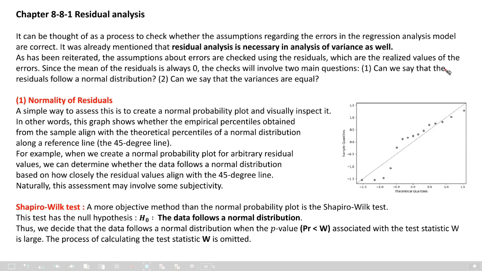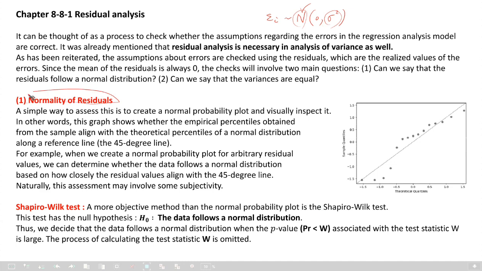Can we say that the residuals follow a normal distribution? Second, can we say that the variances are equal? Equal means the variance is constant, okay? So we have to check two of them. Epsilon i follows a normal distribution with mean zero and variance sigma squared. That is the assumption. The mean of the error being zero is no problem. So normality, the normal distribution, and constant variance are the two checkpoints.